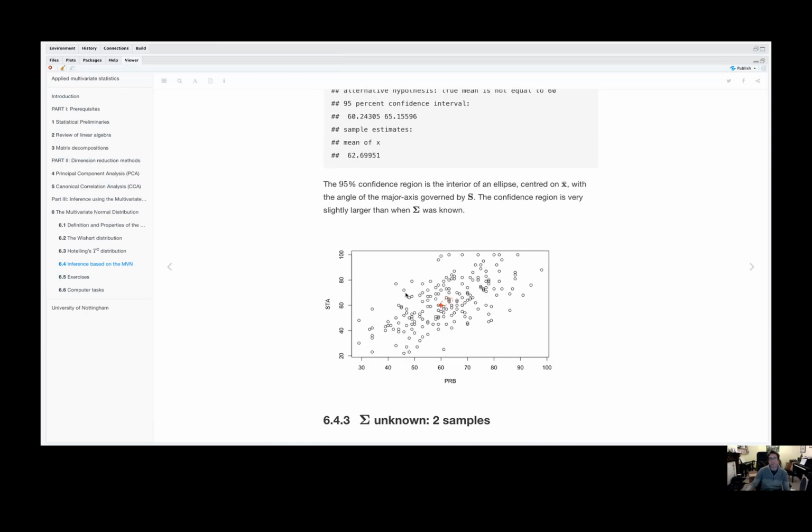And again, the confidence interval, the confidence region rather, is an ellipse, the interior of an ellipse centered around x bar. And in this case, 60/60 again just lies just inside.